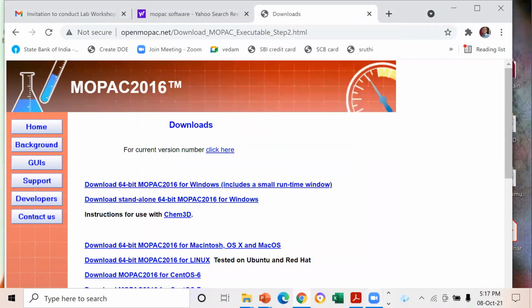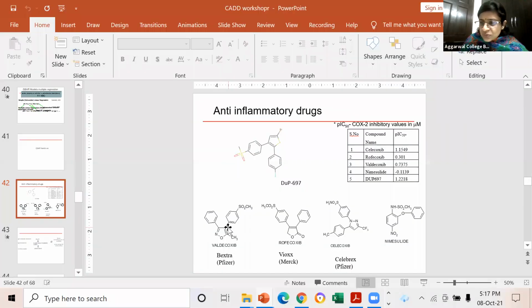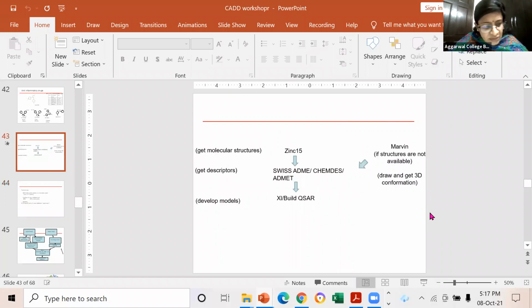So anybody has doubts on force fields? Anybody, any doubt? No, sir, till now there is no doubt. Yes, participant, any doubt or any query? Any query, any doubt?